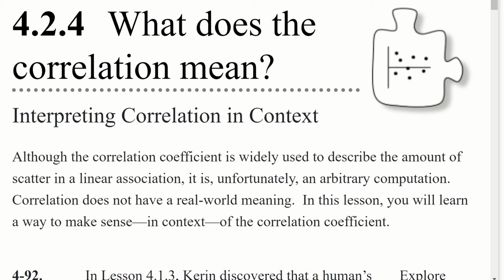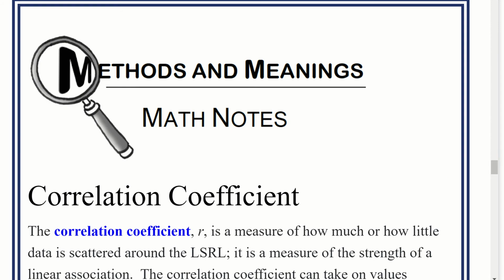And although the correlation coefficient is widely used to describe the amount of scatter in a linear association, it is unfortunately an arbitrary computation. The correlation coefficient does not have a real-world meaning. And what we want to do today is develop a meaning so that we can describe the correlation coefficient in context and talk about what exactly it's telling us about the physical situation we're looking at. Let's jump down and take a look at the math notes in this section.